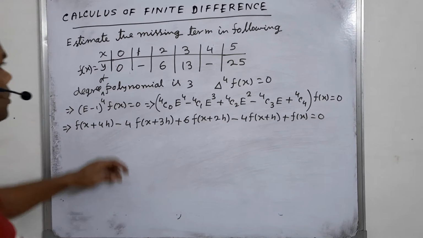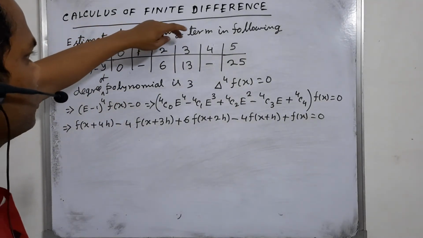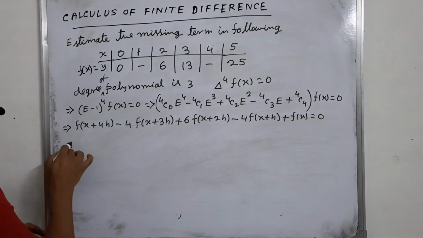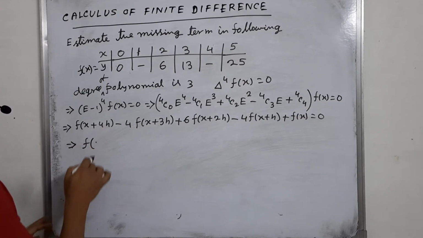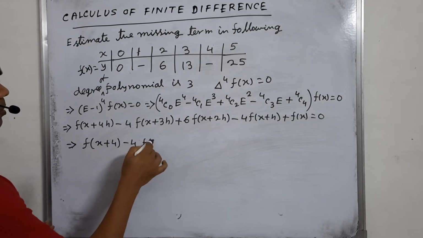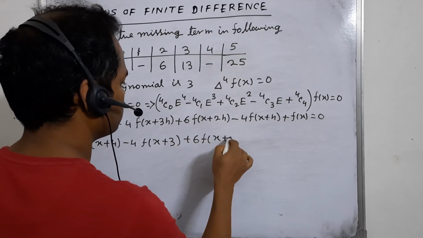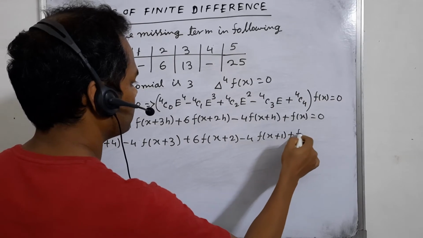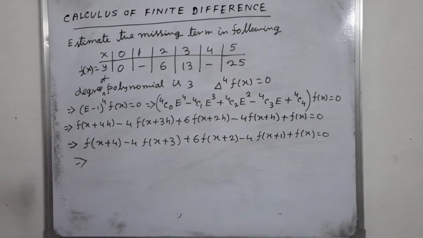Now you see that here also 1 minus 0 is 1, 2 minus 1 is 1, 3 minus 2 is 1, 4 minus 3 is 1, and 5 minus 4 is 1. So h equals 1. We put h equals 1. So f of x plus 4, minus 4 f of x plus 3, plus 6 f of x plus 2, minus 4 f of x plus 1, plus f of x is equal to 0. Then we put x equal to 0.